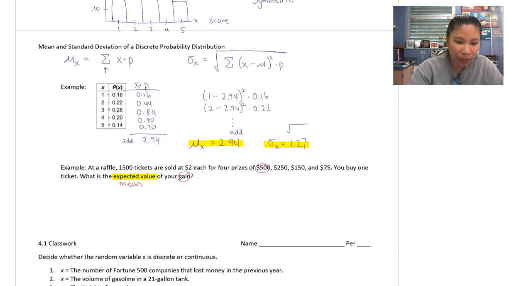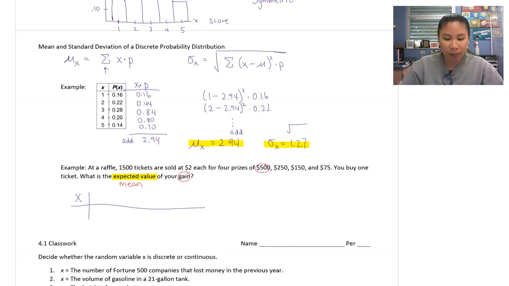So when I make the probability distribution here, if my X variable stands for what I gained, then by winning the $500 prize, I'm only gaining $498. Let's say I won the $250 prize. I would have only gained $248 because again, I had to pay the $2 to play. The $150 then would be a gain of $148. The $75 would only be a gain of $73.